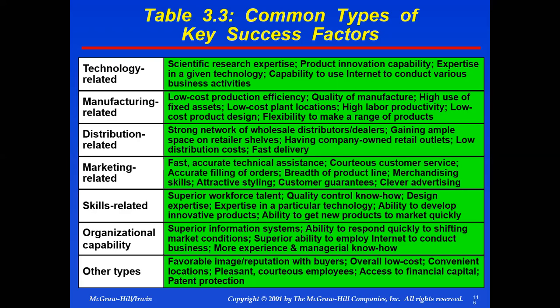When we talk about skills related key success factors: superior workforce talent, quality control know-how, design expertise, expertise in particular technology, and so on. And when we talk about organizational capability: superior information systems, ability to respond quickly to shifting market conditions. Other types might include favorable image, reputation with buyers, overall low cost, convenient locations, pleasant, courteous employees, access to financial capital, and patent protection. These can be the key success factors.